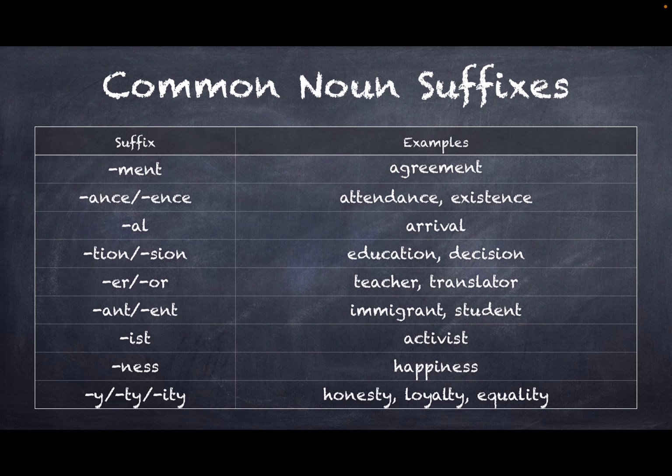Now, of course, this rule does not apply 100% of the time. Nothing ever does in English. But most of the time, when you see these suffixes, you can be pretty sure that it's a noun. So some of the common suffixes are ment, ance, ence, al, tion or sion, er or or, ant or ent, ist, ness, ty, and ity.